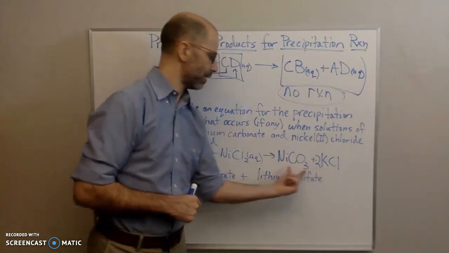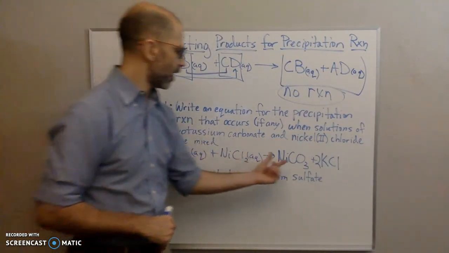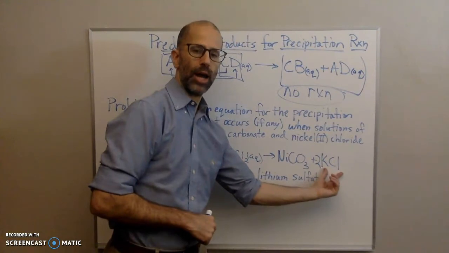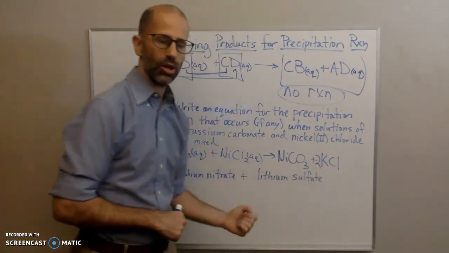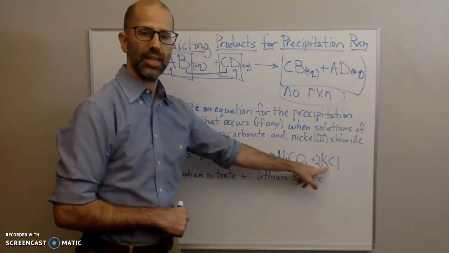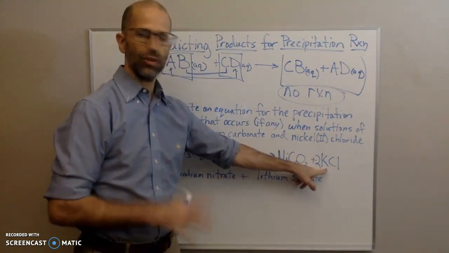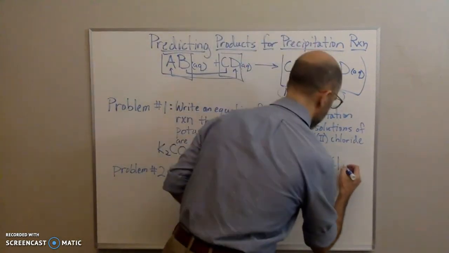Now what I would do is look at the solubility chart and say, okay, do I have a precipitate? If I look here, I remember chlorides and potassium are soluble. So potassium is soluble in water, and there's no exception. So this is going to be aqueous.